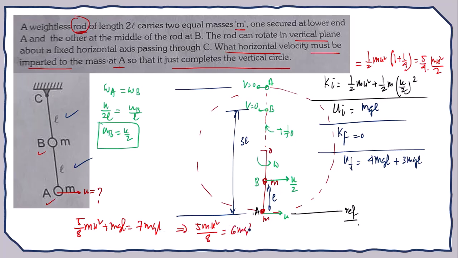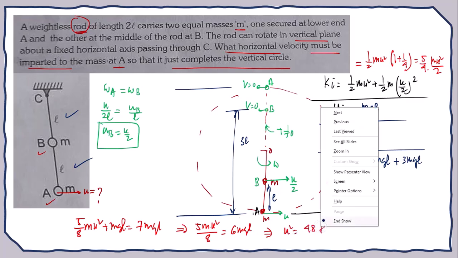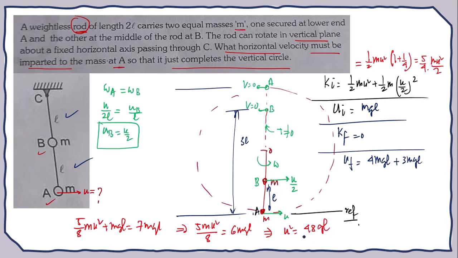So cancel m. What I am getting is that u square should be equal to 48 gL divided by 5. So finally u should be equal to under root of 48 gL by 5. So that is the answer. Okay, so you have to impart a minimum speed of root of 48 gL by 5, so that the particle will complete the vertical circular motion.